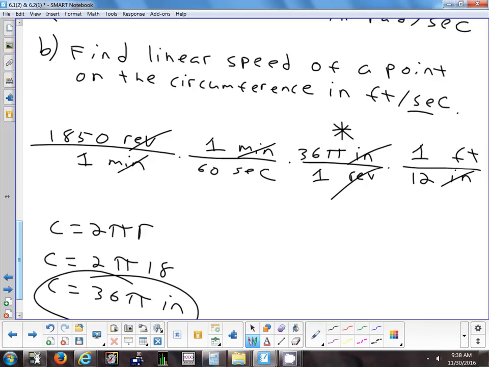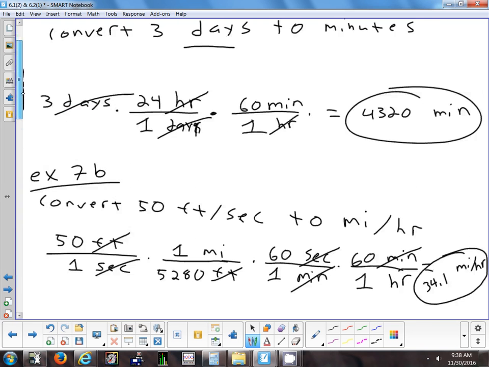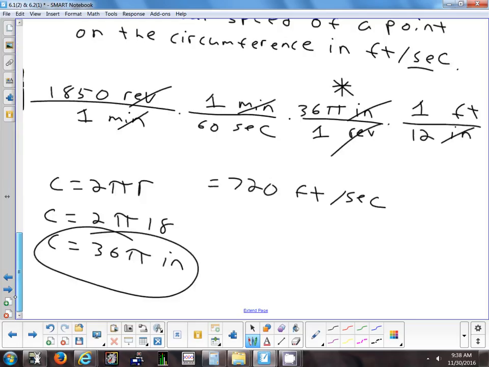It's on your calculator. You do 1850 times 36 times pi. And then you divide by 60 times 12. Did anybody type that in? 720 feet. Did anybody else get that? Yeah, that makes sense, because 6 times 12 is 72. That's pretty fast. Don't you still have to divide by the bottom? Yeah, because that would be several hundred miles per hour.